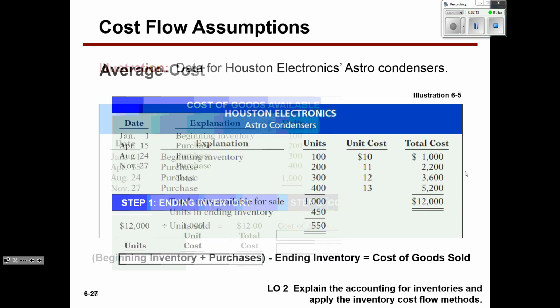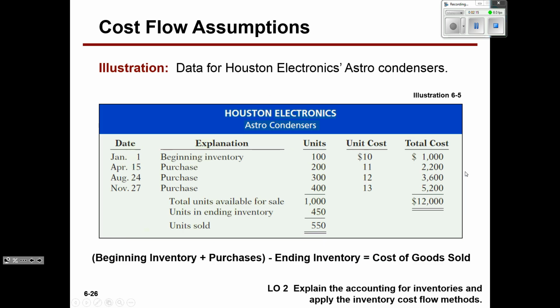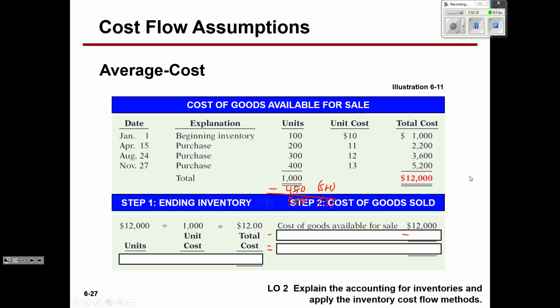You take your total cost, divide by your total units available. So it's all based on the available. Take total cost available divided by your total units. On average, 10 plus 11 plus 12 plus 13 divided by four, on average, 12 bucks. I think you can appreciate how easy this becomes after you've done the hard stuff.